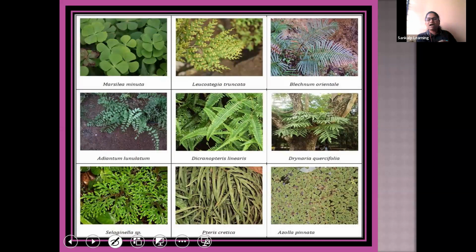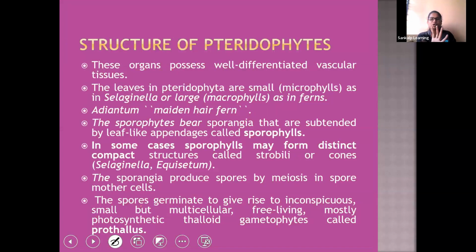So these all are examples of pteridophytes. When we come to the structure of pteridophytes, these organs possess well-differentiated vascular tissues. Well-differentiated vascular tissues, but vessels are not present here. Tracheids will be present here. Tracheids are a component of xylem, so tracheids will be present here.